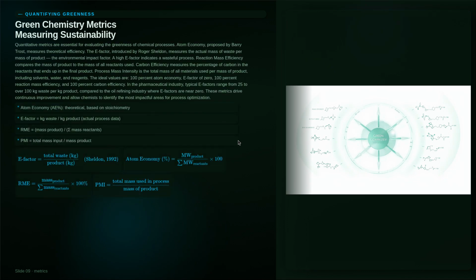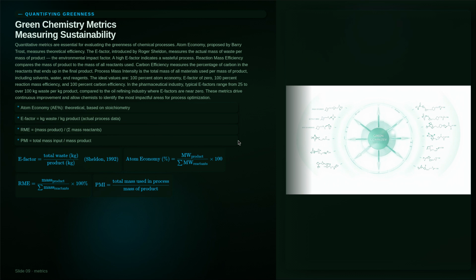Quantitative metrics are essential for evaluating the greenness of chemical processes. Atom economy, proposed by Barry Trost, measures theoretical efficiency. The E factor, introduced by Roger Sheldon, measures the actual mass of waste per mass of product, the environmental impact factor. A high E factor indicates a wasteful process. Reaction mass efficiency compares the mass of product to the mass of all reactants used. Carbon efficiency measures the percentage of carbon in the reactants that ends up in the final product.